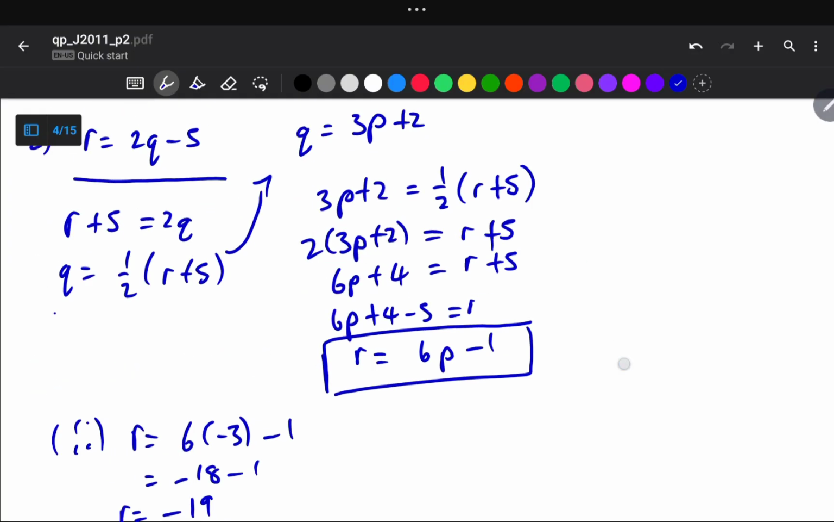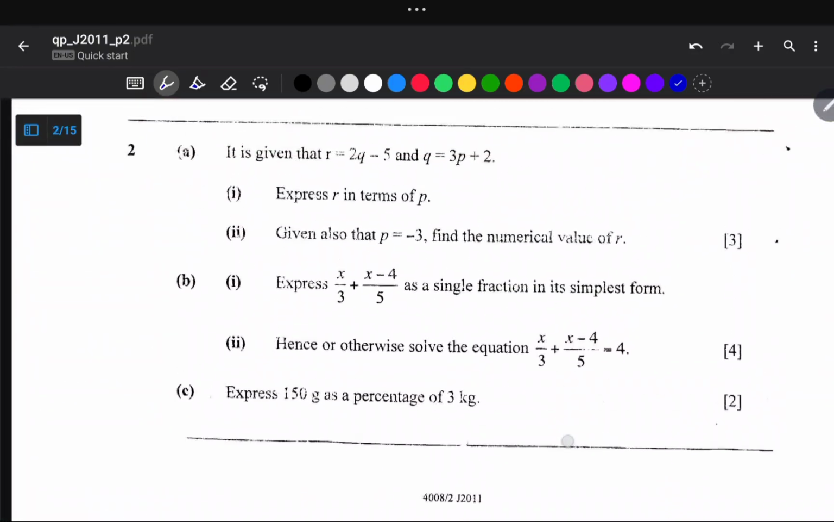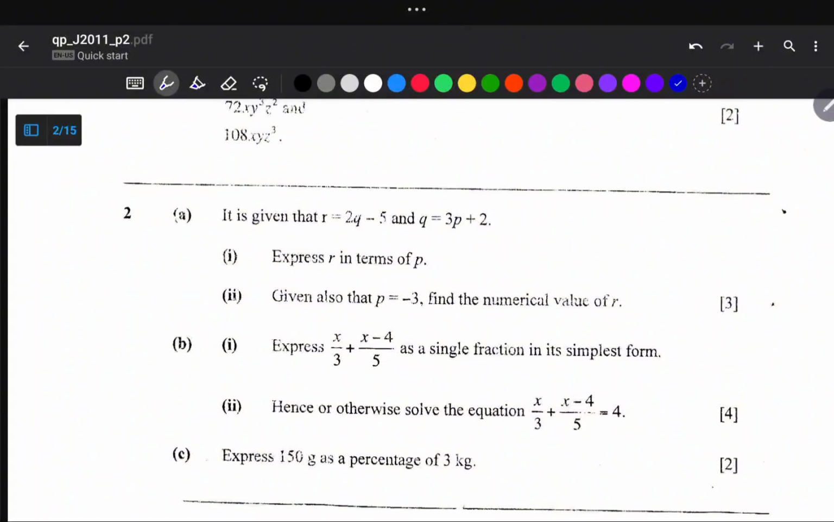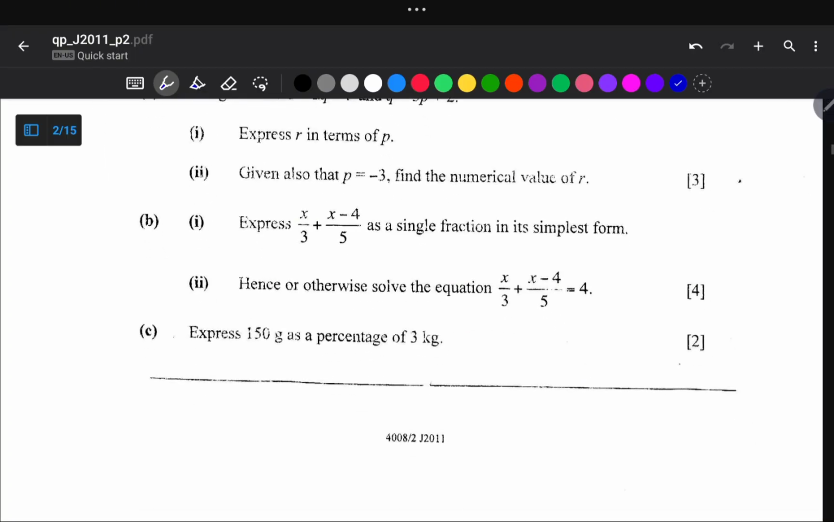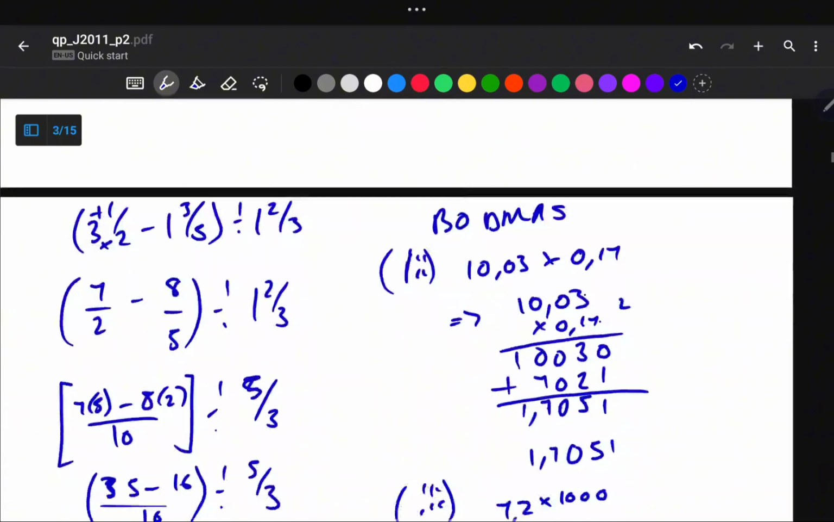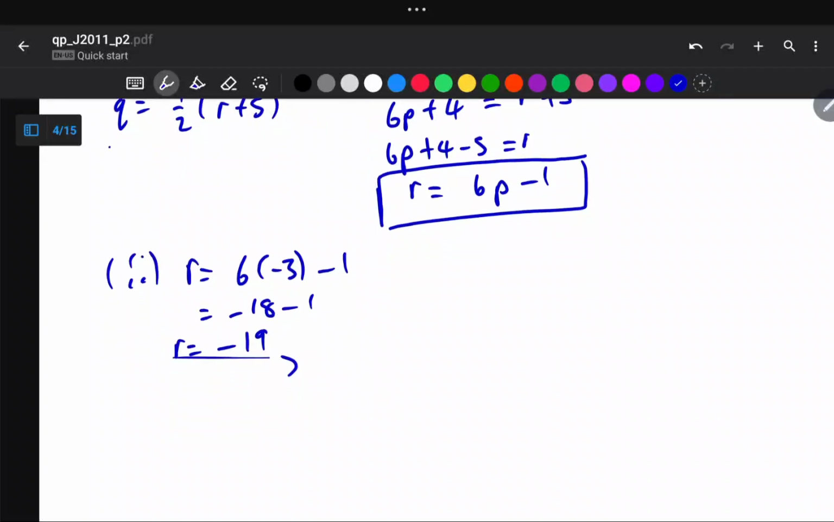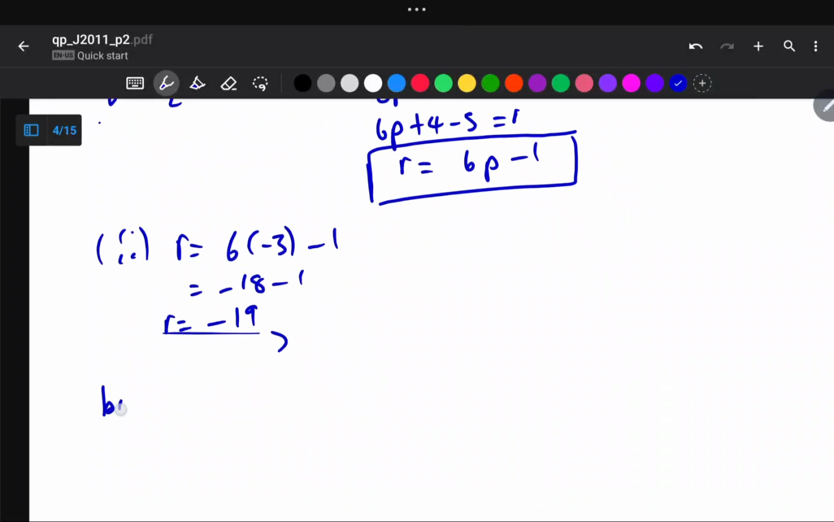Okay, and we can move on to part B of the question, which requires us to express x over 3 plus x minus 4 over 5 as a single fraction, and hence or otherwise solve the equation x over 3 plus x minus 4 over 5 being equal to 4. So guys, let us say we are given this, it is B item 1, so we are given x over 3 plus x minus 4 over 5.